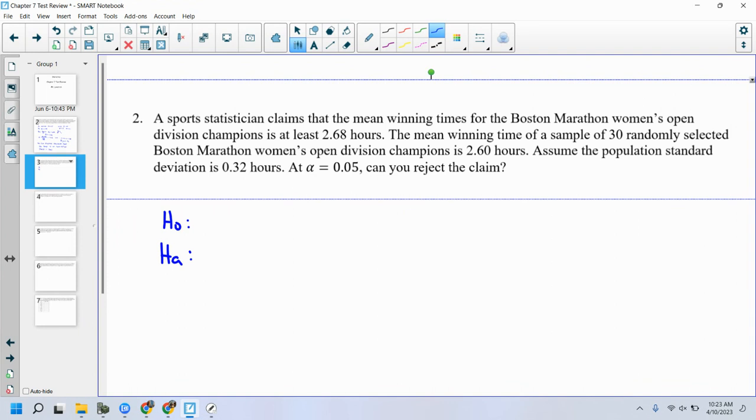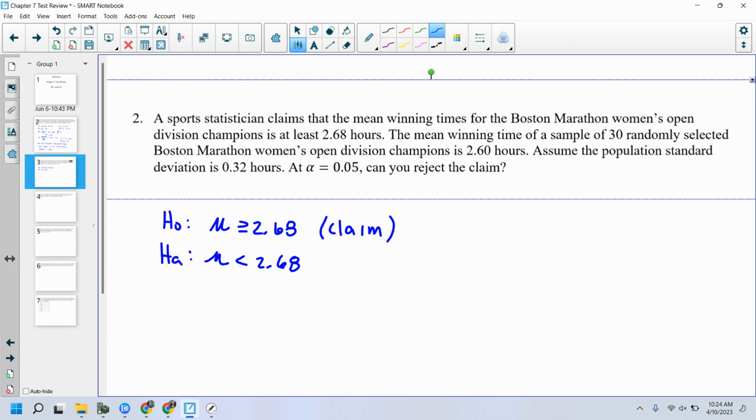What's my null? 2.6. At least, again, right? Mu is greater than or equal to 2.68 hours. So therefore, the alternative is mu is less than 2.68 hours. All right, now, where is my claim? In the null. Without reading the rest of the problem, what am I trying to do? Prove or disprove? Support or disprove?